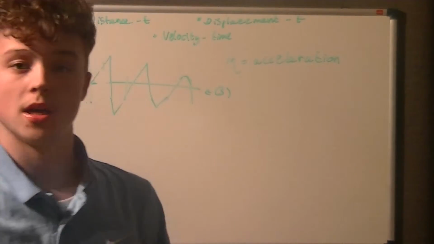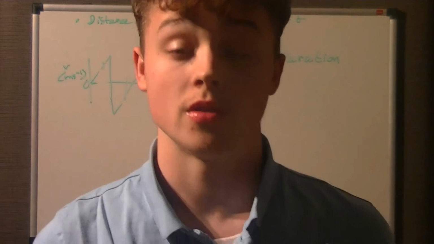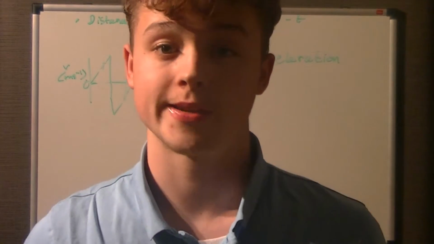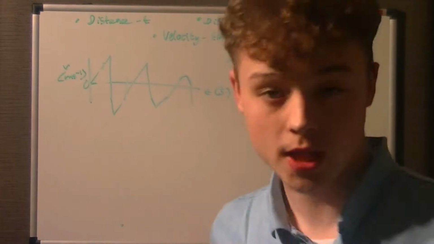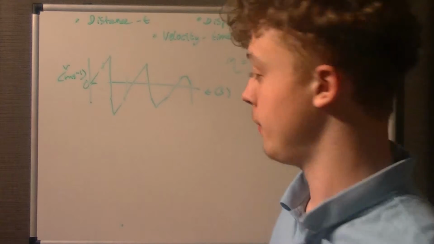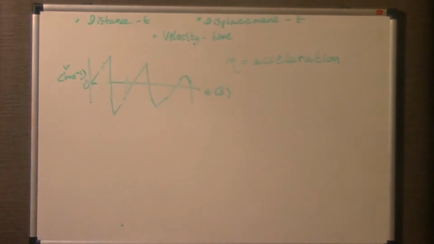So, the basic principles: the gradient of a velocity time graph is the acceleration, and we can prove this, as we know, the rate of change in velocity is the acceleration. So, rate of change in velocity is change in velocity over time, with velocity up the side. So, I've proved it is acceleration.